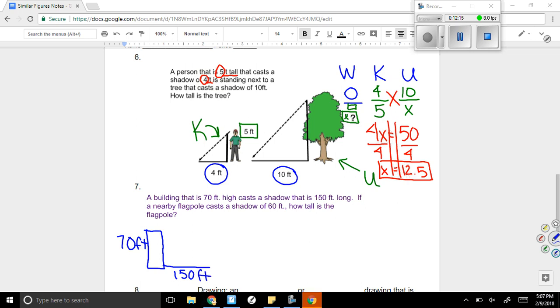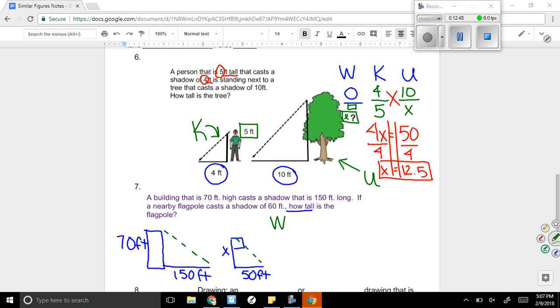long. A nearby flagpole casts a shadow of 50 feet. So I'm going to draw that flagpole. And the shadow is 50 feet. And then it says, how tall is the flagpole? So that's where my X is. I don't know how tall that flagpole is, so I'm going to go ahead and put an X there. Now this is very similar. It kind of makes a triangle, even though we don't really see that last side, but we can still use them like similar triangles here.